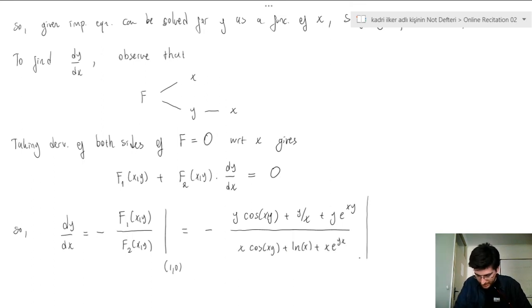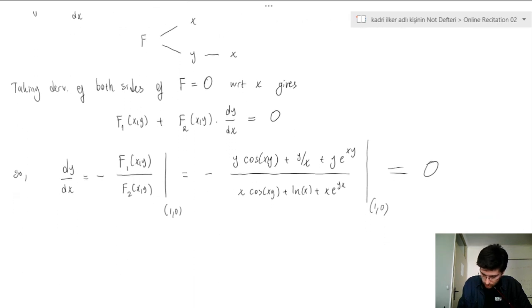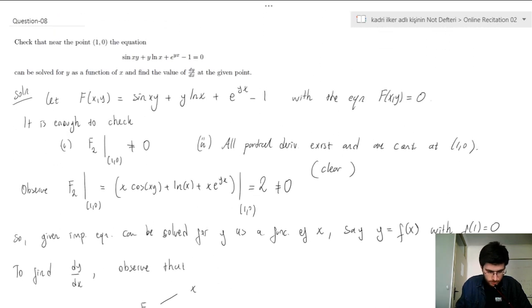I'm sorry. Okay, fine. So if you compute, the denominator was 2, and if you compute the numerator, it is 0. So it's 0. Okay, fine. So this is implicit differentiation, and I guess that's all.